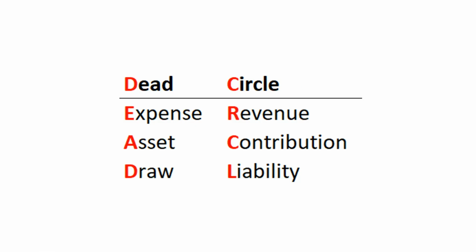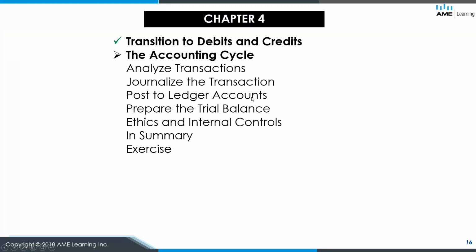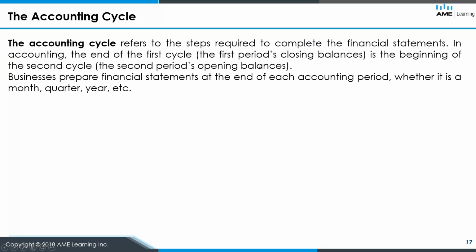Cool. Okay, let's jump back over to our other PowerPoint now. Okay, so continuing on with our slides here, in Chapter 4, we have now talked about debits and credits as far as left and right, increases and decreases. We talked about the DEAD CLIC memorization tool, and now we're going to talk about the overall accounting cycle.